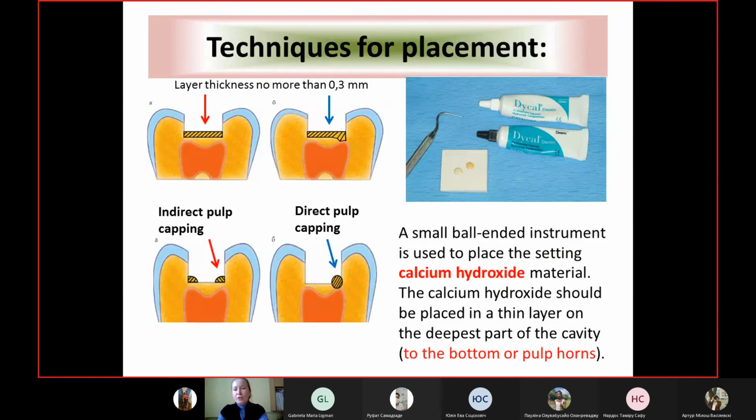Technique of placement of calcium hydroxide material. So here you have indirect and direct pulp capping. So indirect pulp capping: material of calcium hydroxide can be placed in a thin layer to the whole bottom of the carious cavity, or it can be placed in the projections of pulp horns. Direct pulp capping, directly to the exposed pulp horn.